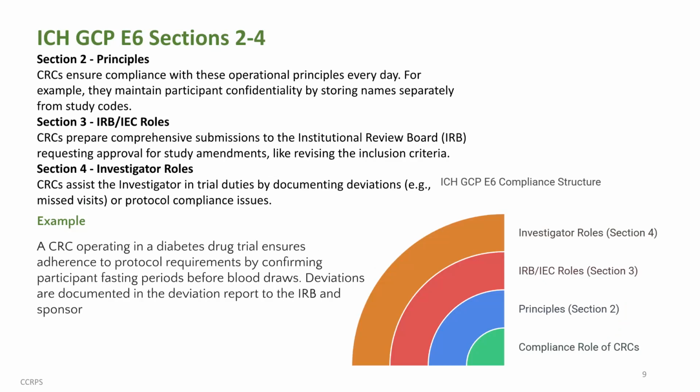ICH GCP E6 Sections 2 to 4. Section 2, Principles. Clinical research coordinators ensure compliance with these operational principles every day. For example, they maintain participant confidentiality by storing names separately from study codes. Section 3 talks about IRB or IEC roles. Clinical research coordinators prepare comprehensive submissions to the Institutional Review Board, or IRB, requesting approval for study amendments like revising the inclusion criteria. Section 4, investigator roles.